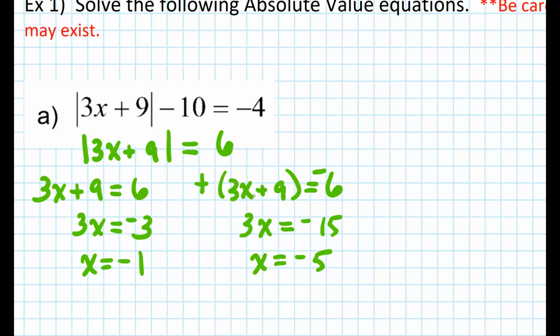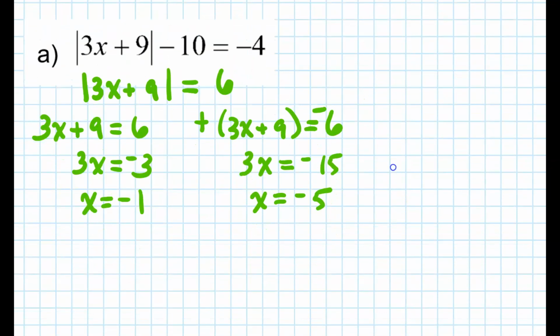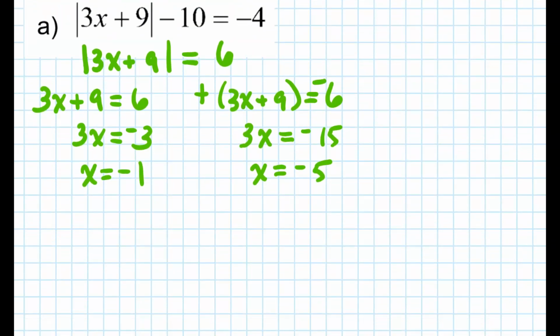No, because we have 2 separate equations we have to solve for. So you have to create 2 equations. And so this equation solves to x equals negative 1. There's not a square here to undo. And then this separate equation gives us the x equals negative 5. Okay. Yeah, so 2 separate equations. Alrighty.